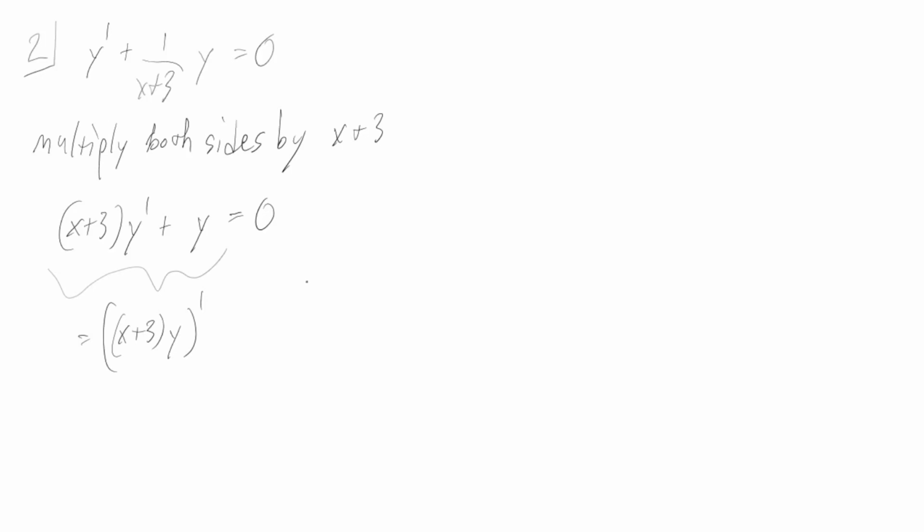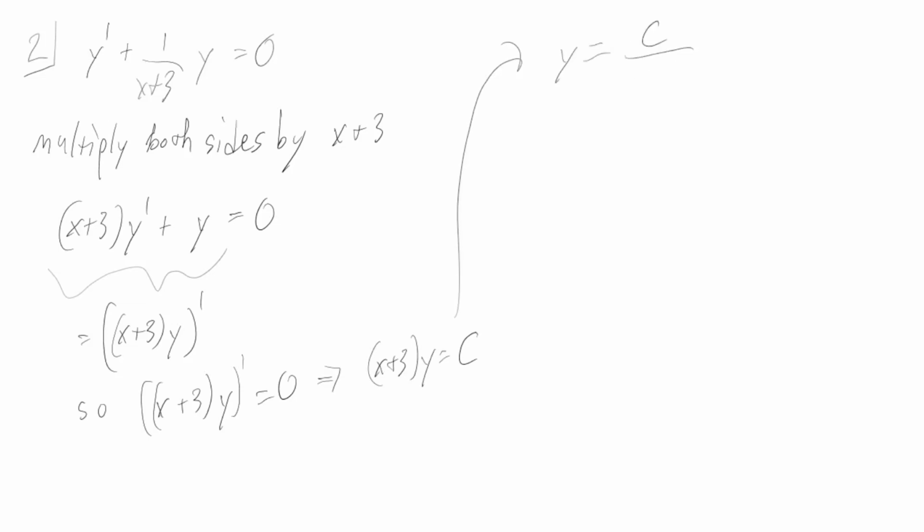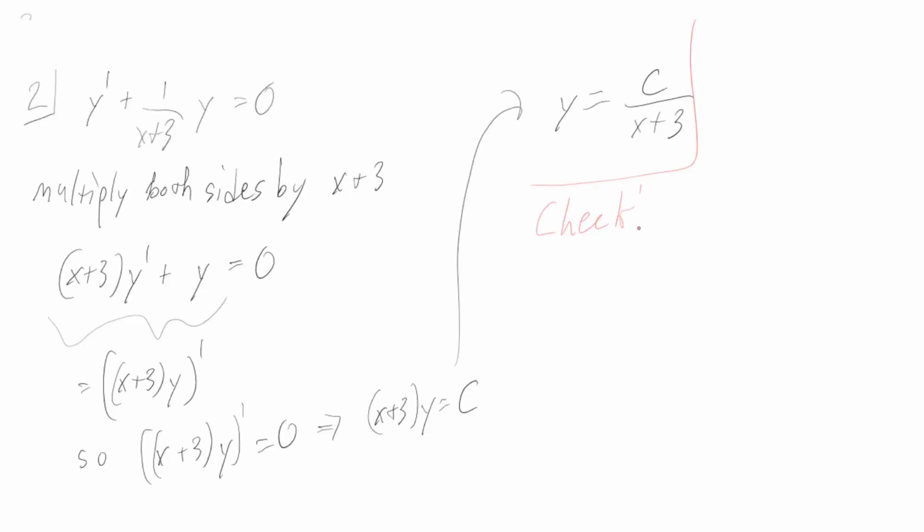And then when you're done, you'll know that if the derivative of x plus 3 times y is equal to 0, then we just integrate both sides and we get x plus 3 times y equals some constant c. And so solving for y, we get y equals c over x plus 3. And as always, you should check your work. So y prime is just going to be negative c over x plus 3 squared. And so if we plug this into the differential equation, we'll see that it indeed solves it.